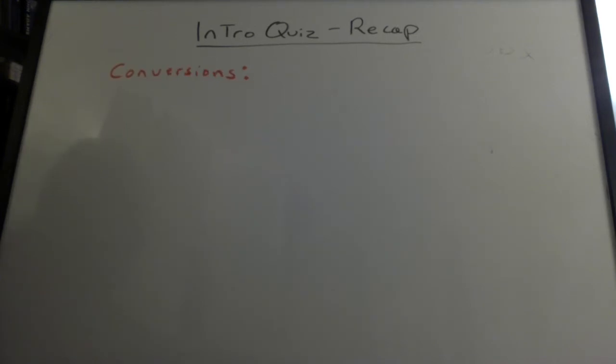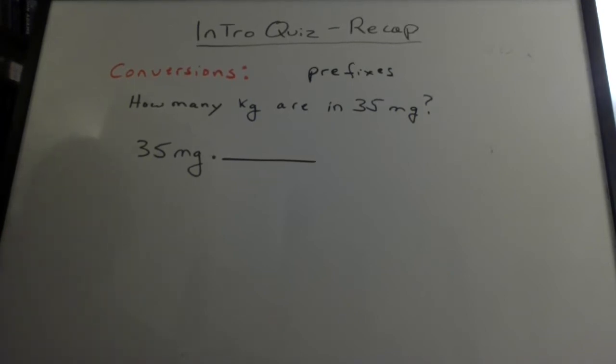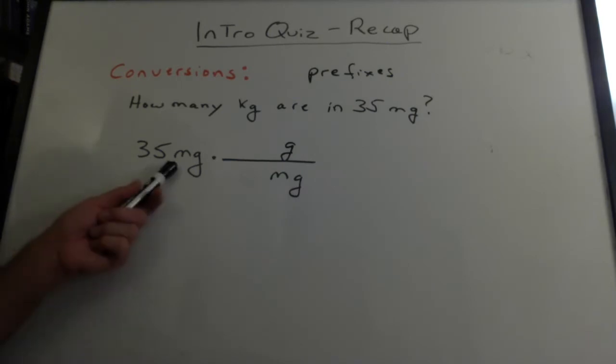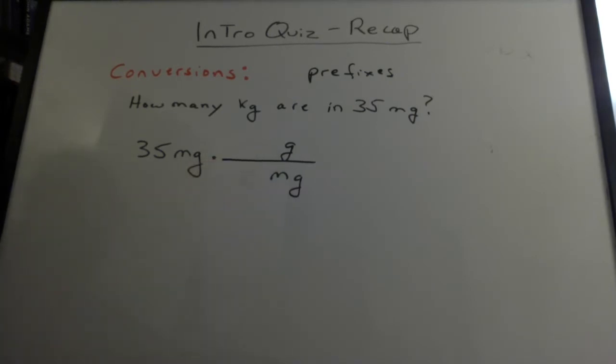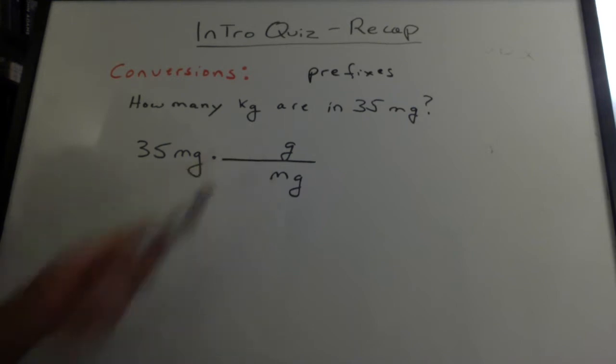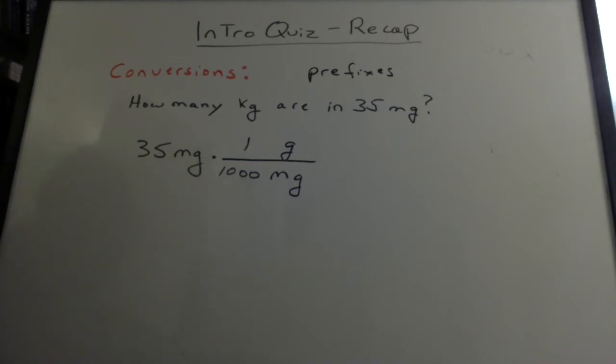Then we add some conversions. So you need to know some prefixes for this. Here's a simple example. How many kilograms are in 35 milligrams? Start by writing down what you know. Start using conversions. If you want to get rid of milligrams, they go on the bottom. Grams go on top. So how many milligrams are in 1 gram? 1,000 on the bottom, 1 on top.